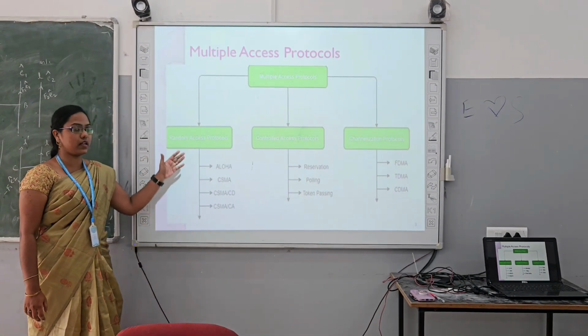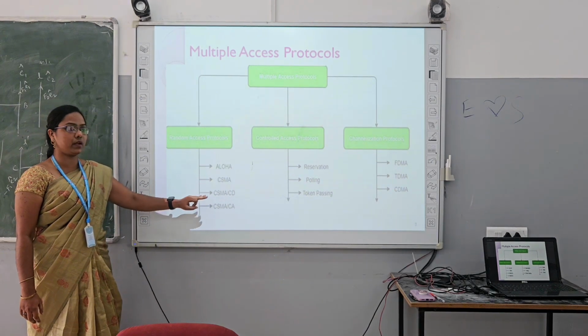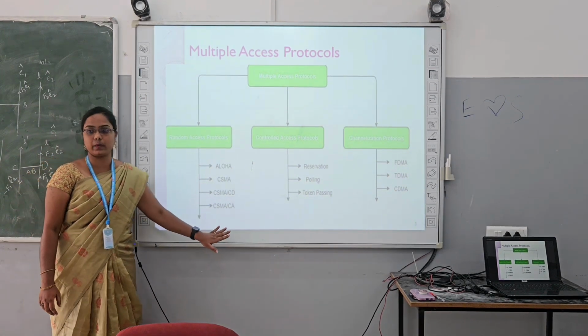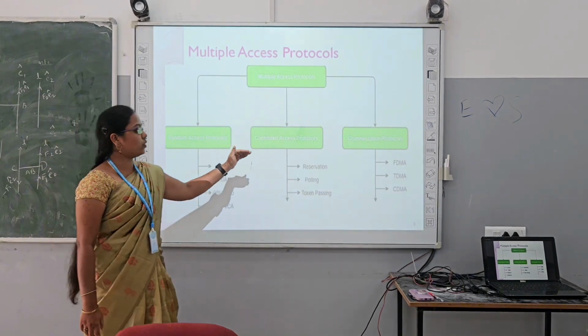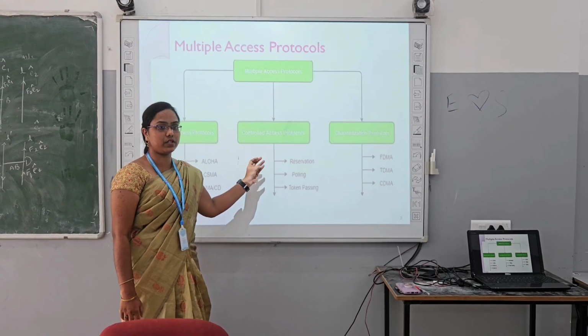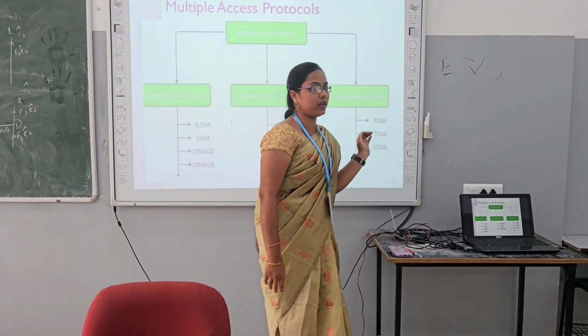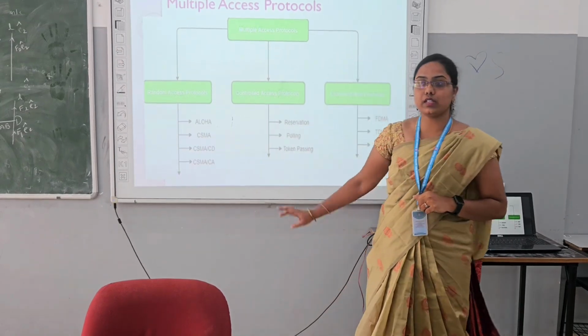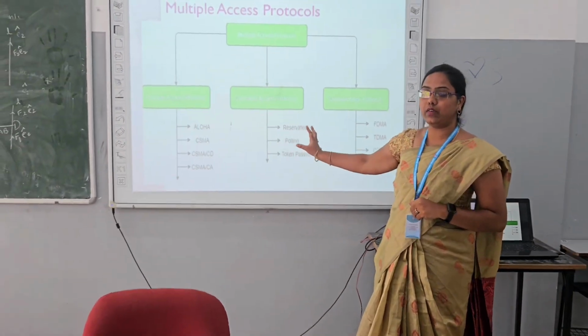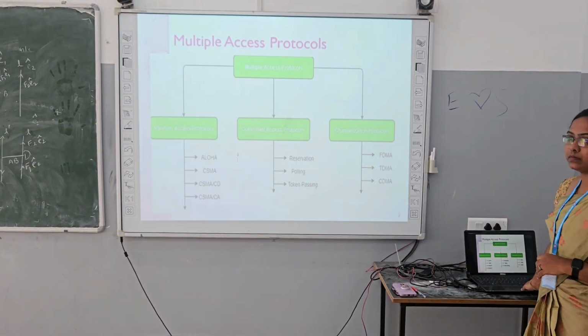Random access is again subdivided into ALOHA, CSMA, CSMA/CD and CSMA/CA. Then controlled access protocol is divided into 3 types: reservation, polling, and token passing. Channelization includes FDMA, TDMA and CDMA. These are the subdivisions of each access control. Have you all noted?